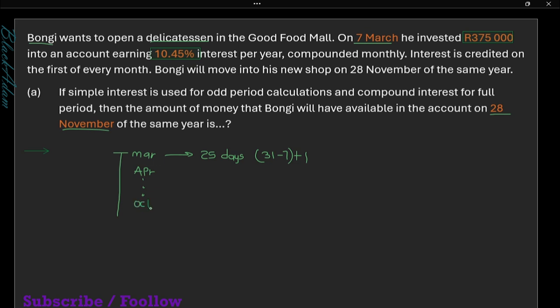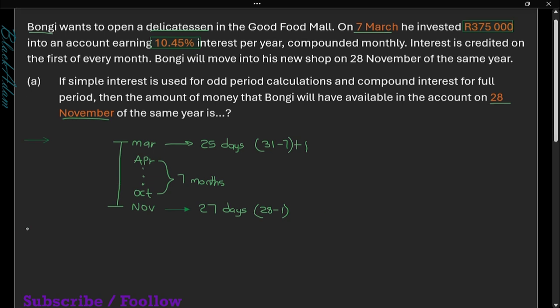So April up to October, those are complete months, so we have 7 months there. Those are full, and then the last one is November. November 28th is the last day. We don't count the last day, so it's 27 days. That means it's 28 minus 1, because we don't count the last day as we count days in terms of interest and so forth.